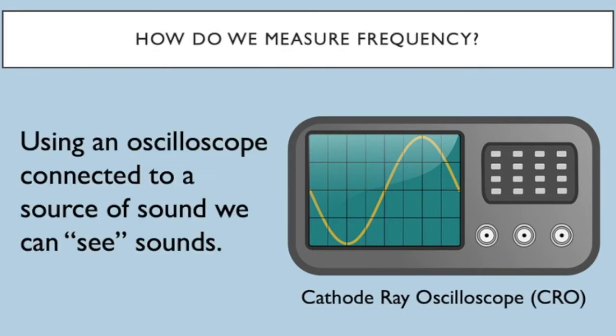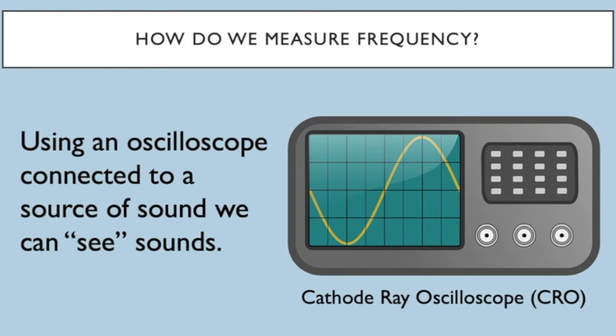How do we measure frequency? So we can use an oscilloscope connected to a source of sound, and we can actually see the sounds. A source of sound may be a signal generator or a microphone. The loudness is proportional to the amplitude of the wave. The frequency is another name for the pitch of the wave, the number of waves per second. So a higher pitched wave would have more waves per second.